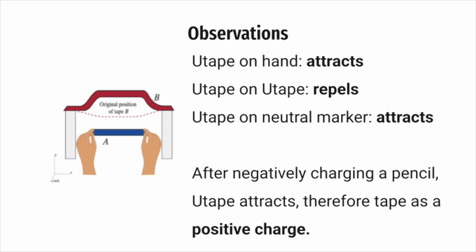Before any formal calculations, we can learn a lot from just observing the behavior of our newly charged tape. When placed near a human hand or a neutral marker, it attracts. However, if it's placed near another similar piece of tape, it repels. To figure out the true charge of the tape, I negatively charged a marker by rubbing it in my hair to collect a negative charge, and when placed near the tape, it attracted. Therefore, the charge of the tape is positive as opposite charges attract.